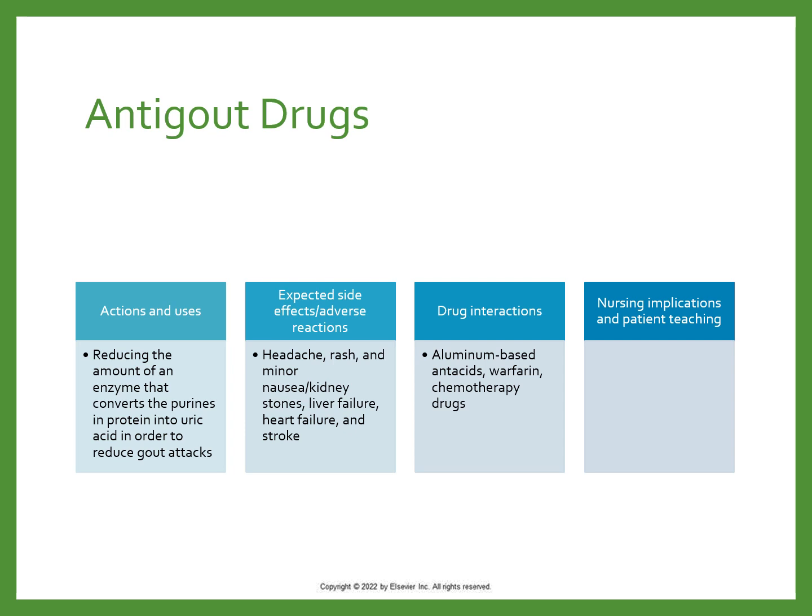Adverse reactions to allopurinol and febuxostat are rare, and they occur only with very long-term use. They include kidney stone formation, liver failure, heart failure, and stroke. Rarely, depression and cardiac dysrhythmias have been reported. Aluminum-based antacids will inhibit the absorption of allopurinol. Anti-gout drugs will also interfere with the metabolism and action of warfarin.